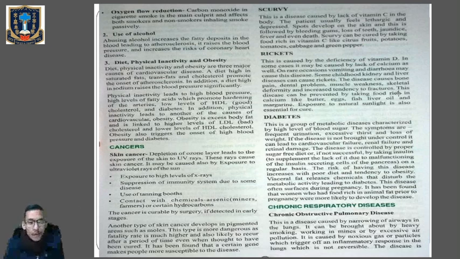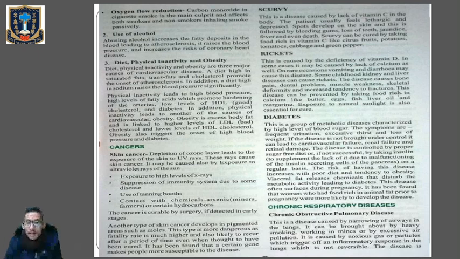Number 2 is alcohol. Abusing alcohol, or taking too many alcoholic drinks, increases the fatty deposits in the blood, leading to atherosclerosis, and this raises the blood pressure. It increases the risk of coronary heart disease. Number 3, diet, physical inactivity, and obesity are also reasons for cardiovascular diseases. So diet, physical inactivity, and obesity are three major causes of cardiovascular disease.